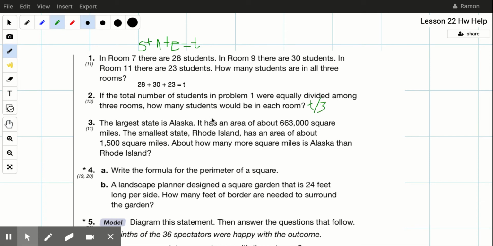So, for number 2, the largest state is Alaska, has an area of about 663,000 square miles. The smallest state, Rhode Island, has an area of about 1,500 square miles. About how many more square miles is Alaska than Rhode Island? So, since we're talking about how many more, we're going to take the number for Alaska, subtract Rhode Island, and that's going to give us a difference. So, for A, we're going to substitute it with 663,000, and for R, we're going to substitute it with 1,500.